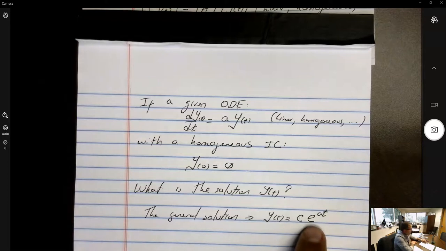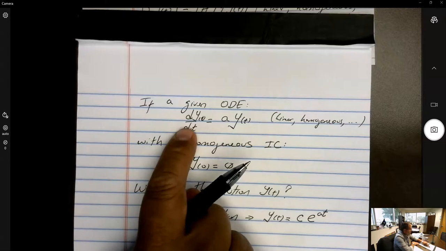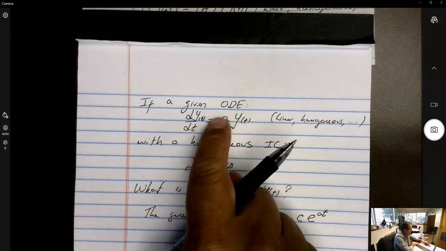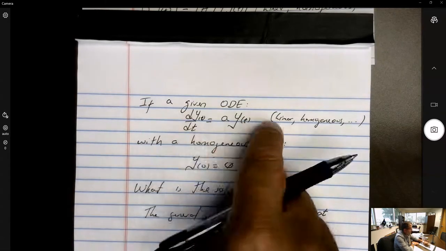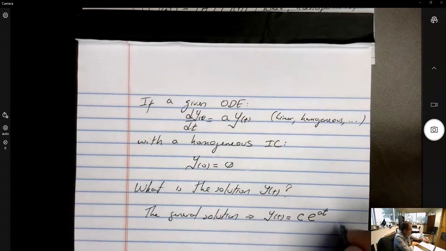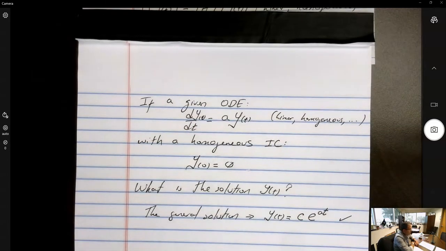Okay, and try that. You take that general solution. It's general because we have a constant of integration right there. You take the derivative of that, and that would be c a times e to the a t. That goes on the left hand side, and then multiply that times a. That will be a c e to the a t. The left is equal to the right, so yes, that actually satisfies the governing equation.